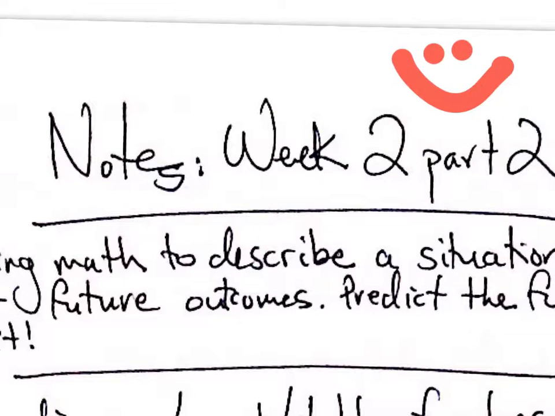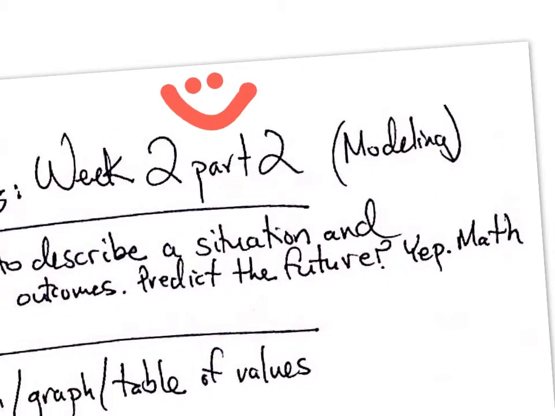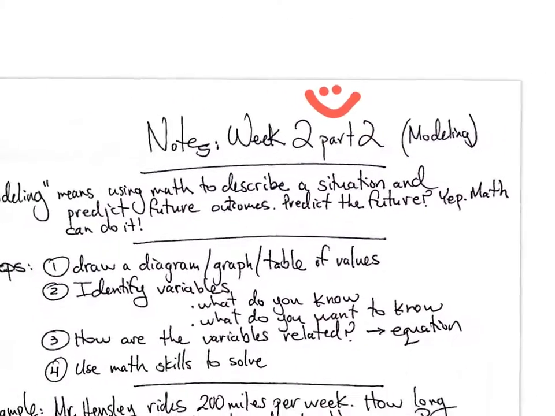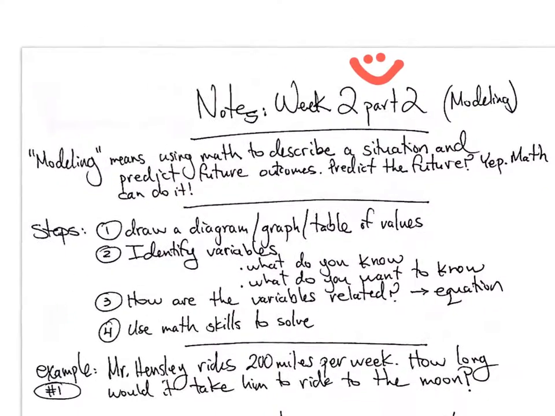Okie dokie. So this is week 2, part 2, where we are dealing with some applications. So this is called modeling. Modeling is mathematical modeling. So I think I actually said this in a sentence, which is kind of cool. So modeling means using math to describe a situation and predict future outcomes. Predict the future? Yep, math can do it.